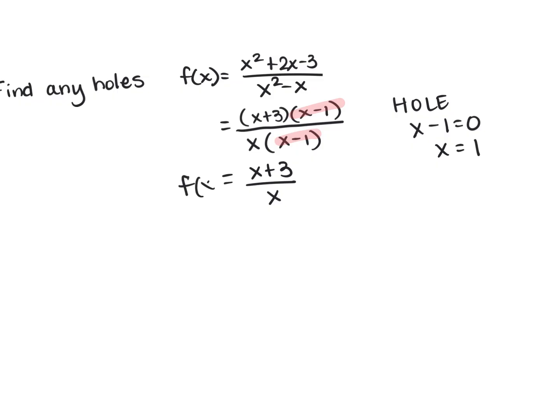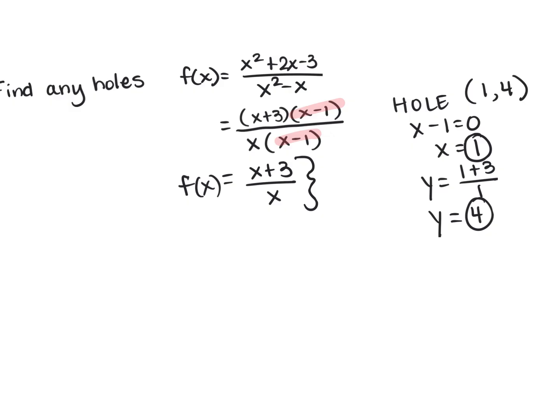Now, to find the y value, I set what's left. So y would be equal to 1 plus 3 over 1. So I'm substituting this in to this x and this x because that's what's left of my function. So this will give me a y value of 4. So I have a hole at the ordered pair point 1, 4. So again, 1 can't be in the domain and 4 cannot be in the range. So that would be the only hole that would go with this function.